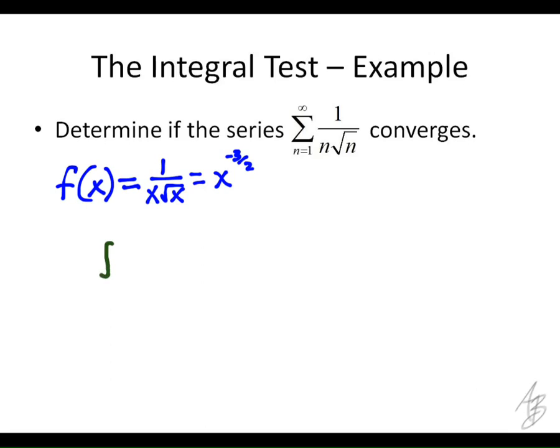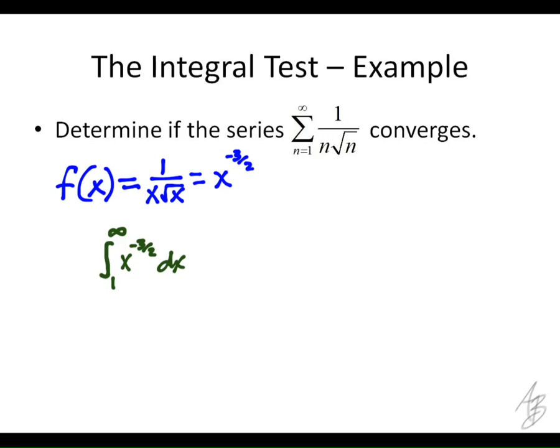We're going to take the integral from, I'm going to start at 1. And there's no reason not to start at 1 because it's going to be defined, it's going to be continuous. It's actually going to be a decreasing function. We'll just take that for granted right now. I'm not going to take the time to show that it's decreasing. So I'm going to take the integral of x to the negative 3 halves with respect to x from 1 to infinity. And let's see what happens.